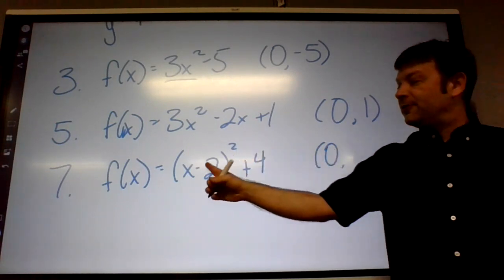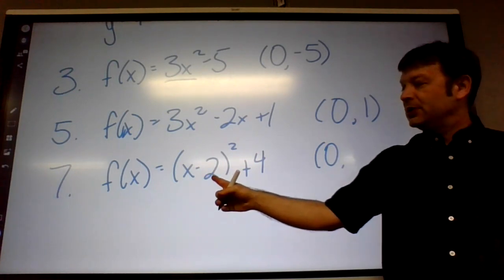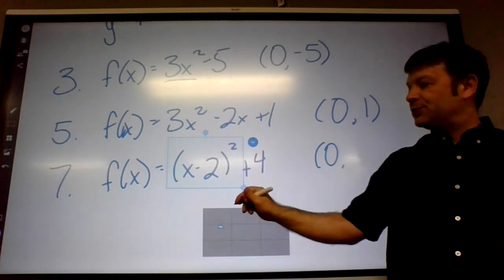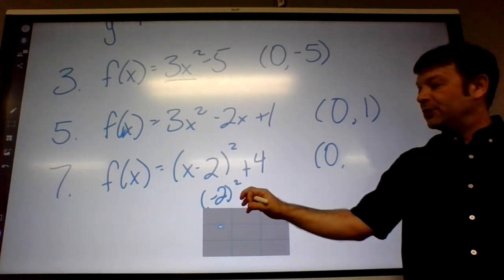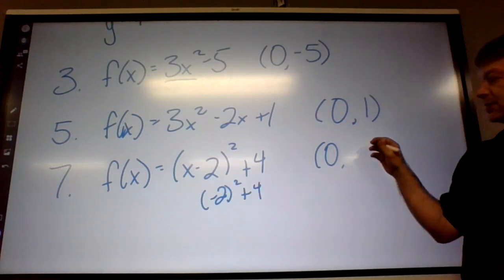If I plug in 0 for x, 0 minus 2 is -2. -2 squared, -2 times -2 is 4, plus 4 is 8.